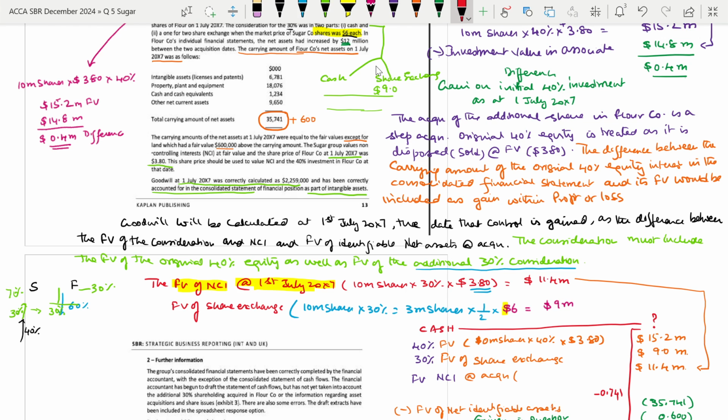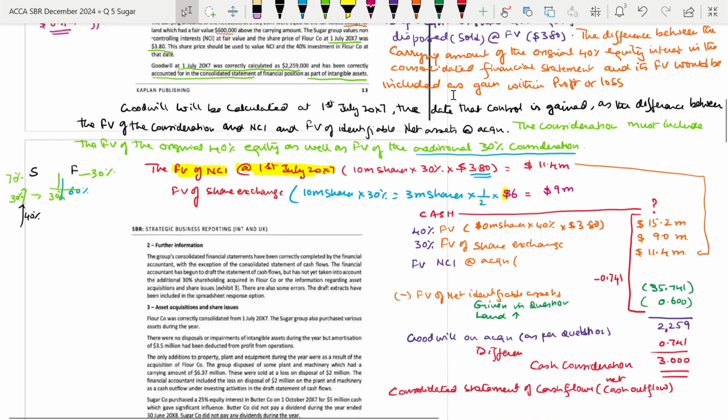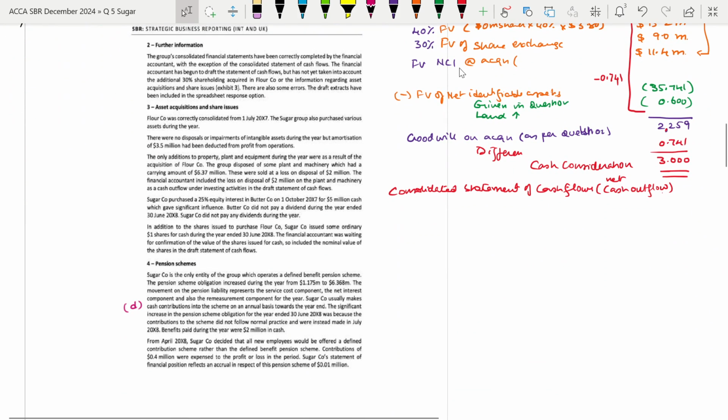In the question, they have given how much cash and cash equivalents? 1.234. Does that mean this is after paying? How much is the cash consideration? Cash consideration is how much? 3 million. From where did you get it? We got it from here. This is 3 million.